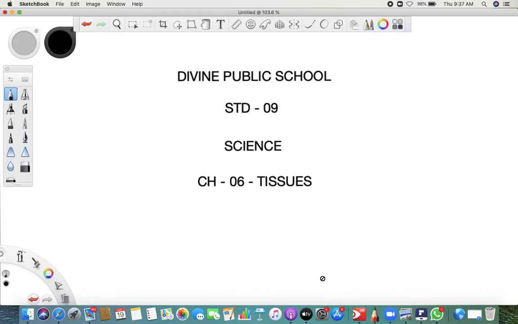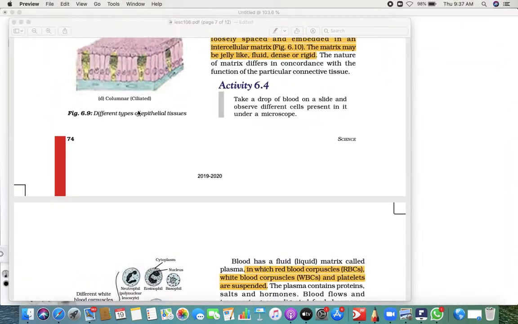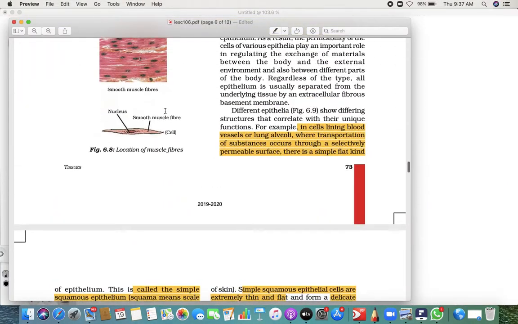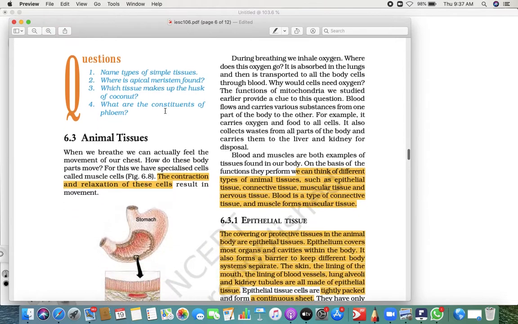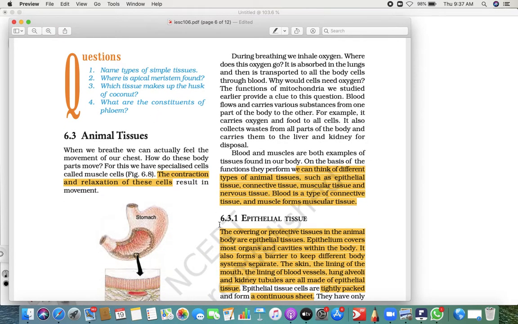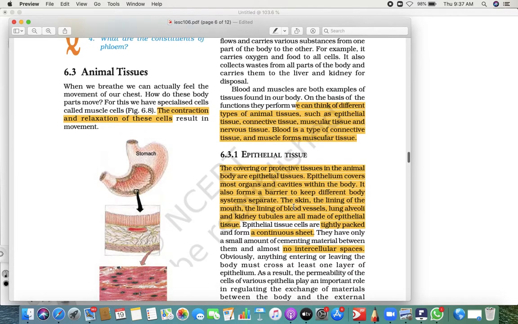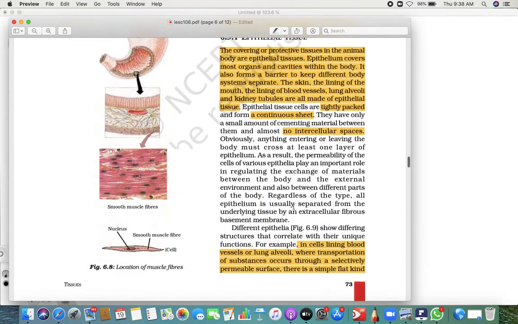Your science teacher. We are learning chapter 6, tissues. Last time we talked about animal tissue. As I said, animal tissues are of four types: epithelial tissue, connective tissue, muscular tissue, and nervous tissue. The first type of tissue we learned was epithelial tissue. Today we are going to learn about connective tissue.